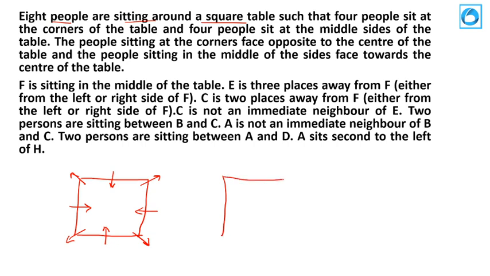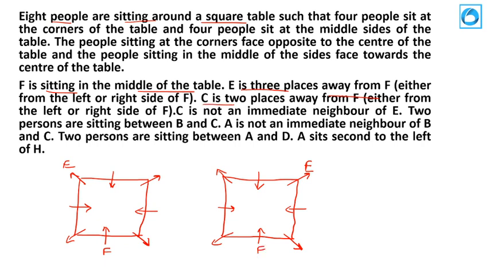Now in these kinds of questions, generally you will be getting 2 cases, right? So let's make the 2 cases here. The persons at the sides are facing away from the center. So 4 persons at the corner. Corner ones are facing away from the center. So we have 4 at the corner and 4 at the sides, right? So let's quickly start. F is sitting in the middle of the table. So let's make F here, right? Then E is 3 places away from F, right? So E can be here or E can be here. These are the 2 places for your E, right?